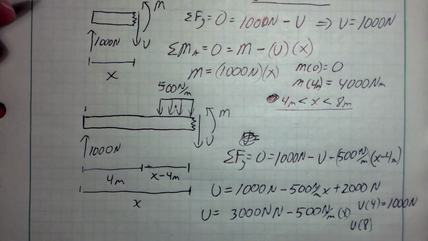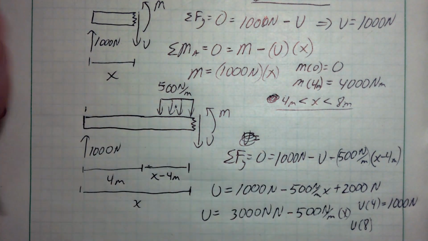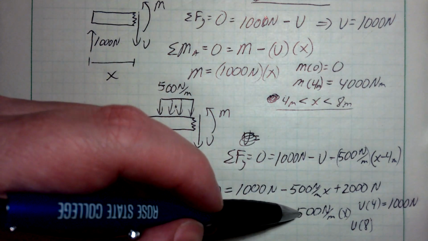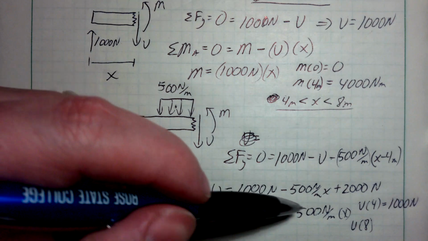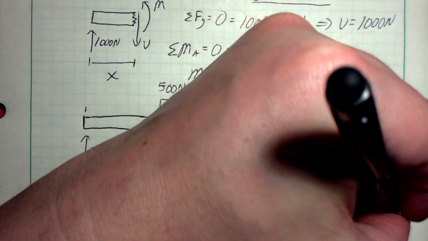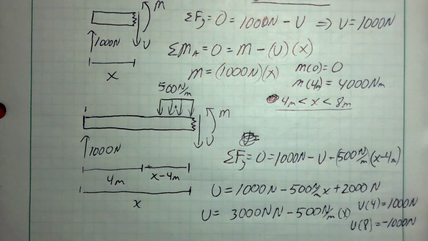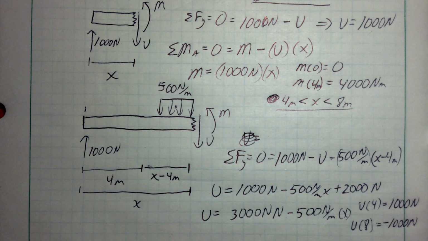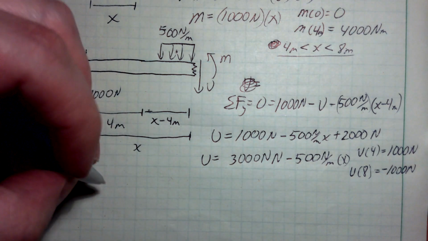If I calculate this shear at an x value of 8, so if I plug in 8 in here, 500 times 8 gives me 4,000. So 3,000 minus 4,000 is going to be minus 1,000 newtons. So those are the endpoints. I've got a linear equation. The y-intercept is 3,000, with a negative slope of 500 newtons per meter, and I've got endpoints. At 4, it's going to be a positive 1,000. At 8, it's going to be negative 1,000. Okay. So far, so good. That's a bit abstract, but we're getting somewhere.